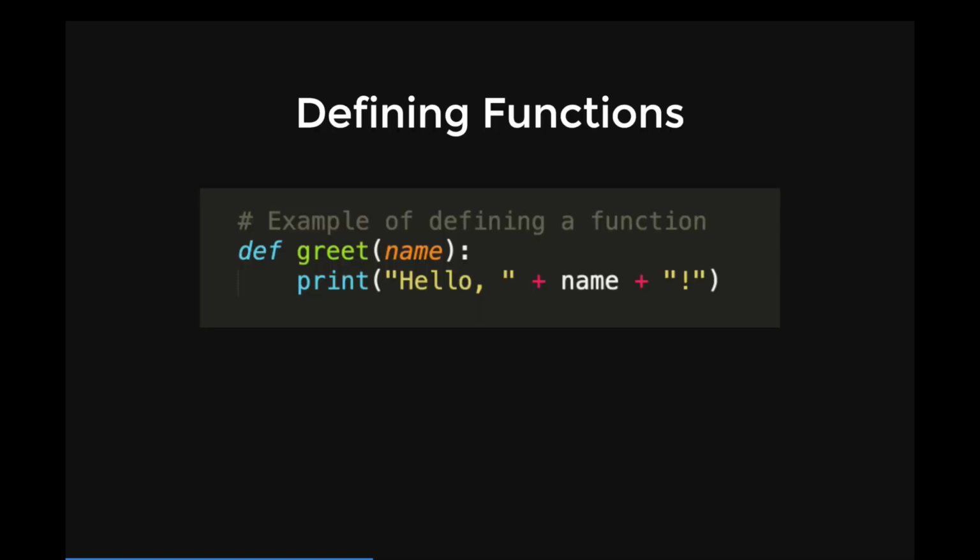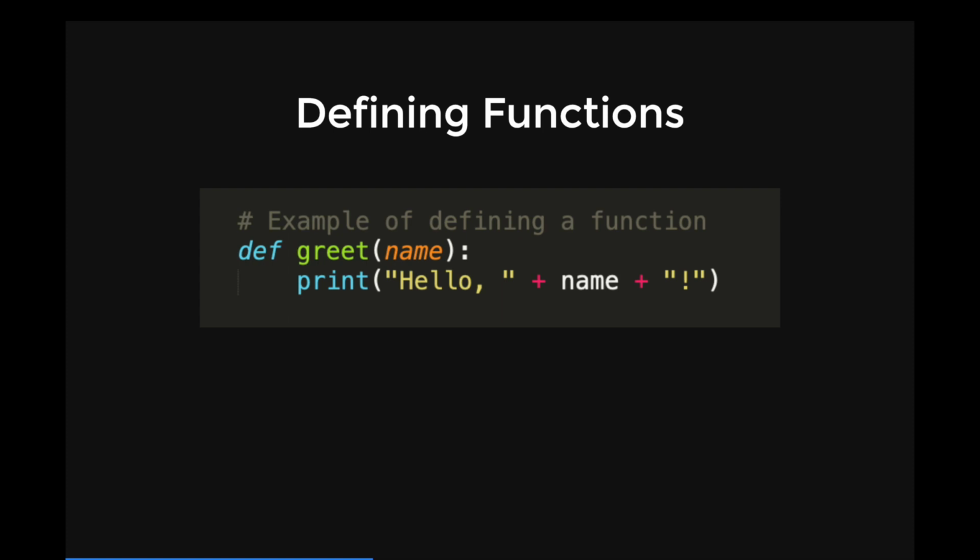First, defining Python functions. In Python, you can define a function using the def keyword followed by the function name and parentheses containing any parameters the function accepts. The function body is then indented below the function definition.